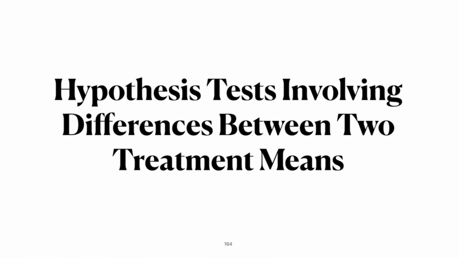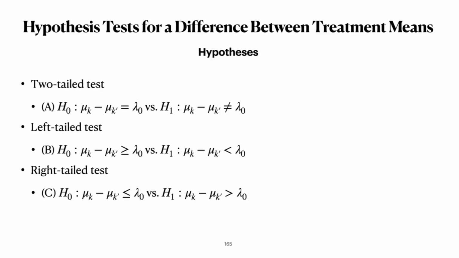Now let's look at the specific situation where we're testing hypotheses involving differences between two treatment means. And so there are three sets of hypotheses that we can test. We have a two-tailed test available, a left-tailed test, and a right-tailed test. You've seen these kinds of hypotheses before, and so there's really nothing new here.